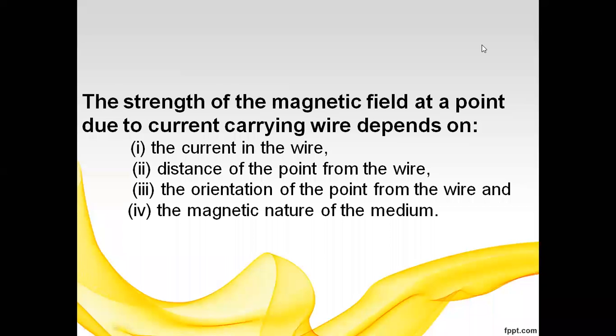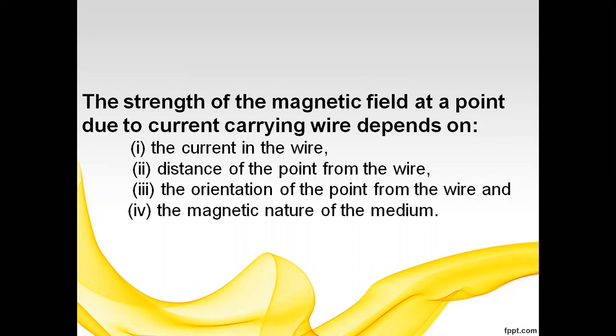The magnetic field at a point due to a current carrying wire depends on the following factors. The first is the current in the wire. The second is the distance of the point from the wire. The third is the orientation of the point from the wire, and the fourth is the magnetic nature of the medium. So, this is the magnetic effect of current.